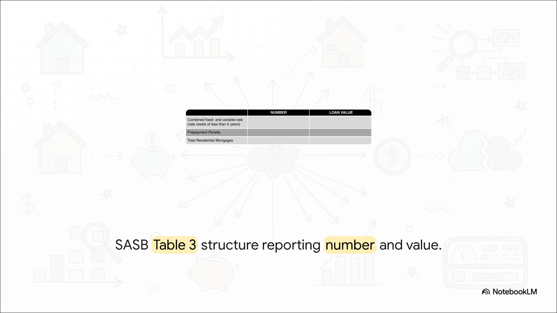When you look at the SASB framework's required table, it acts as a really clean, strict blueprint. The data rows align perfectly with what we just talked about. Combine fixed and variable rate mortgages with resets of less than 5 years, prepayment penalty mortgages, and then the total residential mortgages, just for context. And across the top, they report the raw number and the total loan value. It's incredibly direct and to the point.